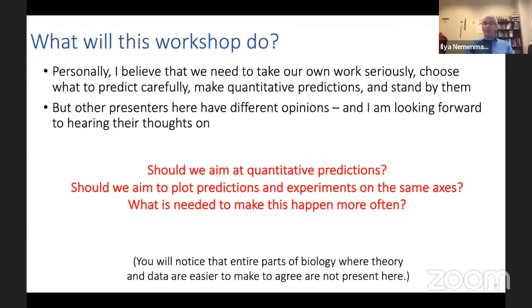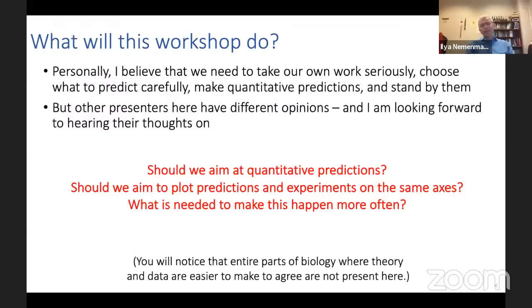I'm looking forward to hearing the thoughts of the presenters on the main questions of the workshop, right? Should we aim at quantitative predictions with our theories? Should we aim to plot these predictions and experiments on the same axis? And what is needed in order to make this happen more frequently than it really does?